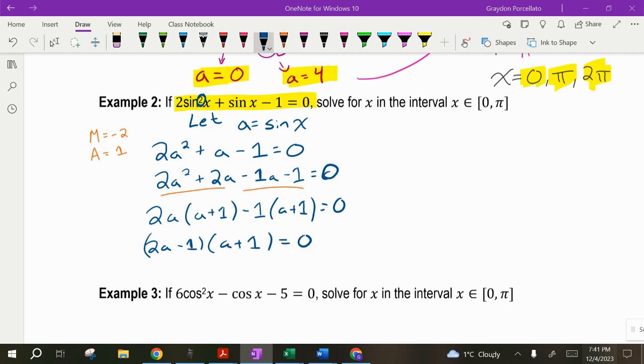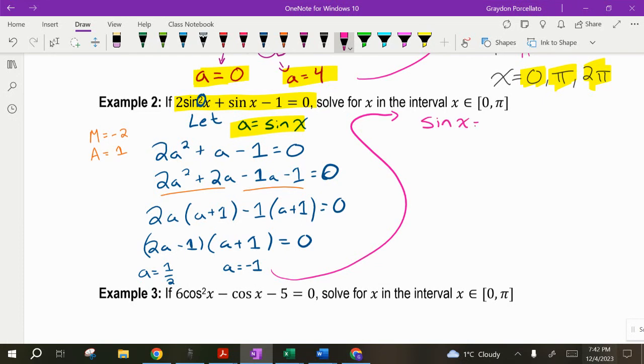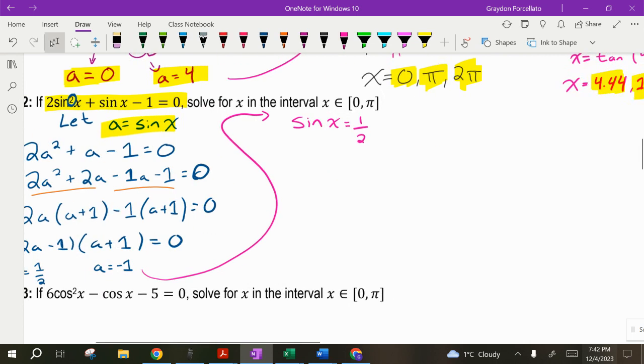So my solutions are either, for the first one, a is equal to 1 over 2. For the second one, a is equal to -1. Now, remember we said what a is. a is the sine of x. So I'm going to bring these up, and I'm going to substitute sine of x back in. So for the first one, we get sine of x equals 1 over 2. And for the second one, we get sine of x equals -1. Okay? We're going to solve these.